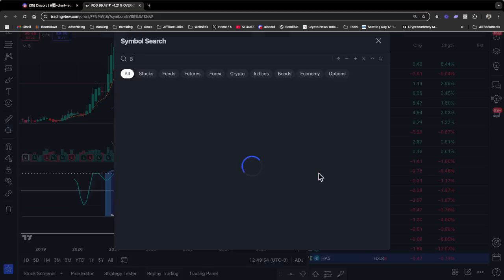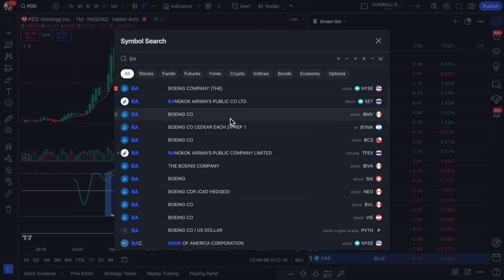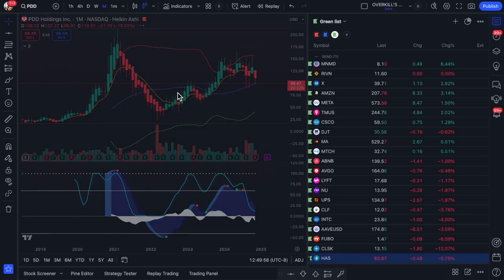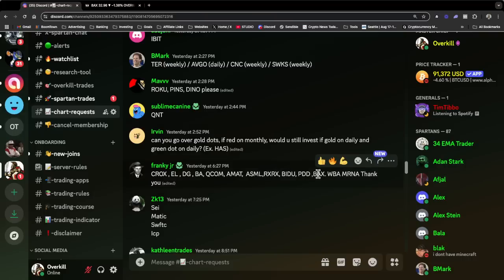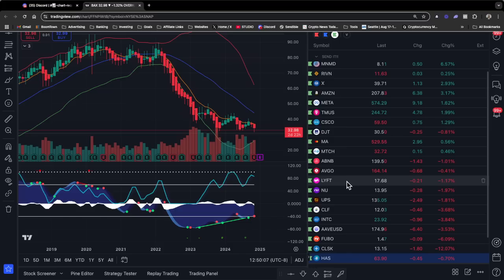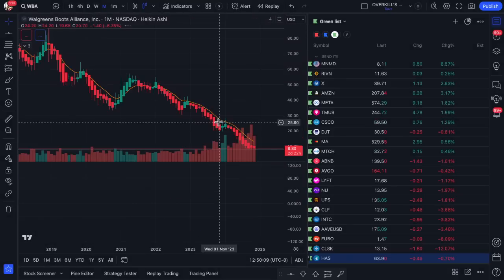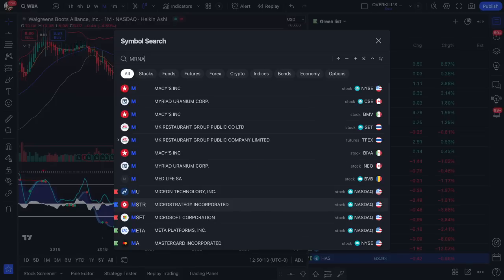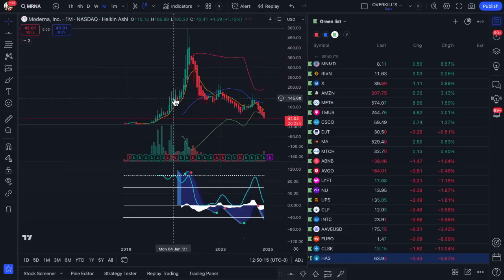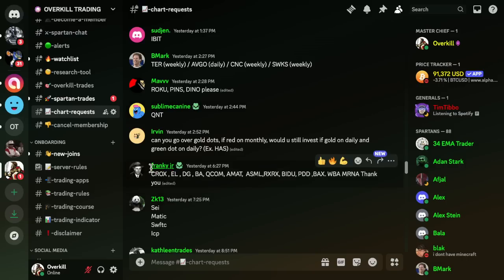I don't even want to go to the daily if it's red on the monthly, because again, as a trader, we want to trade with the trend. How do we know the trend is in our favor? It's when we're going up and to the right, when stuff is green. Okay, another name right here, red. Wouldn't touch it. WBA, red. Wouldn't touch it. mRNA, come on, dude, you got to have one in here. Red. Wouldn't touch it.